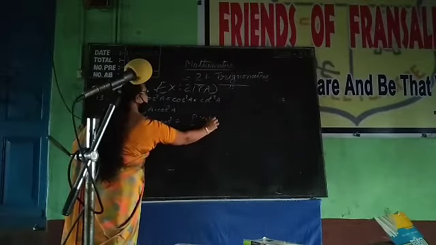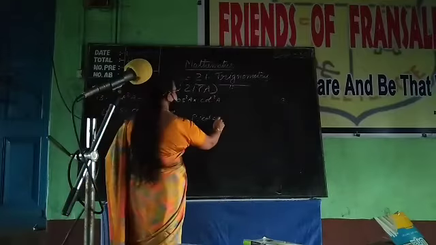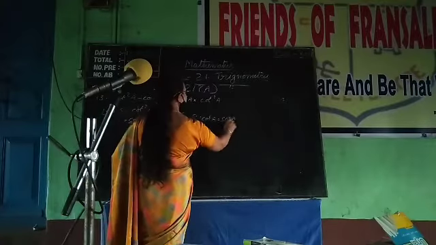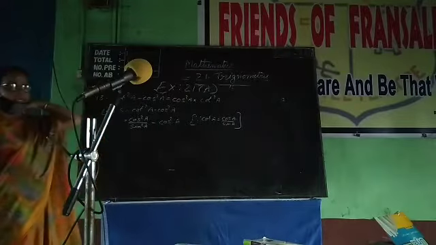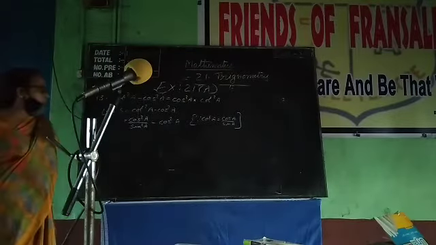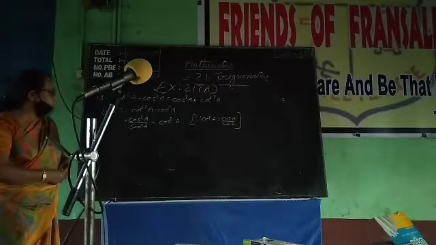Cot A is equal to cos A divided by sin A. Because cot A is equal to cos A by sin A, we could write cot square A as cos square A by sin square A.